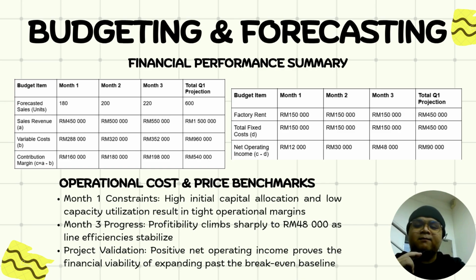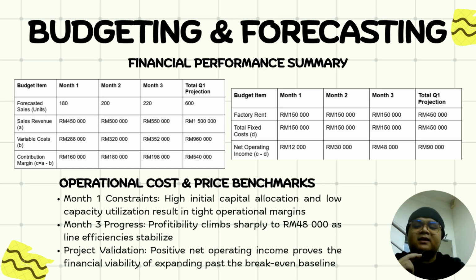Once we deduct our consistent monthly fixed factory rent of 150,000 ringgit, we can see a very telling trend in our net operating income. In month 1, our constraints are quite apparent due to the high initial capital allocation and lower capacity utilization. As we test the new robotics, our operational margins are tight, leaving us with a modest net income of 12,000 ringgit. However, look at the progress by month 3 as assembly line efficiencies stabilize and the automation hits its stride. Profitability climbs sharply by 300% to 48,000 ringgit for the month. This brings our total projected Q1 net operating income to 90,000 ringgit.